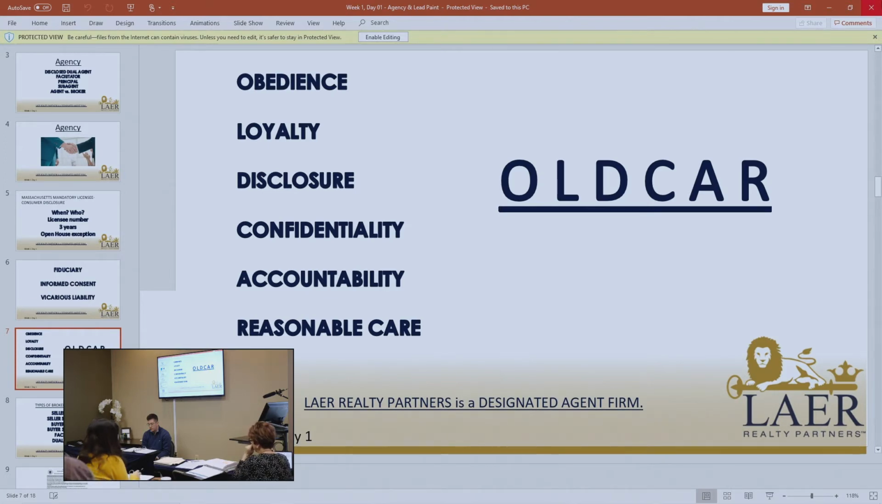So let's go on and talk about types of agency, some of which we're really not even doing anymore, such as sub-agency. But in the seller agency, the real estate agent represents the seller as a client and treats the buyer as a customer. The agent's duties to the seller client include OLD CAR. Okay? Are we even discussing sub-agency? Sub-agency does come into play a little bit.